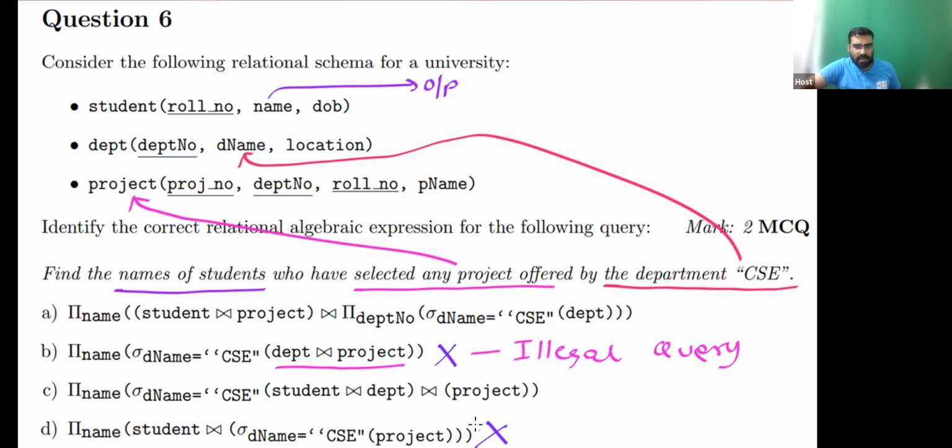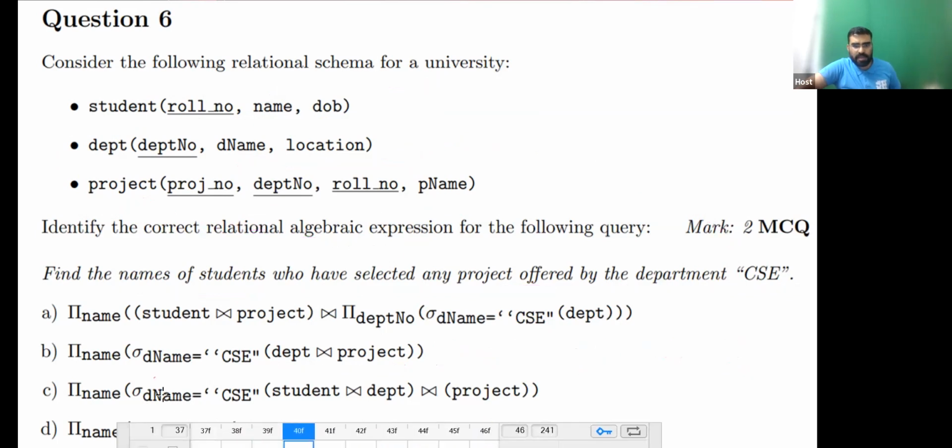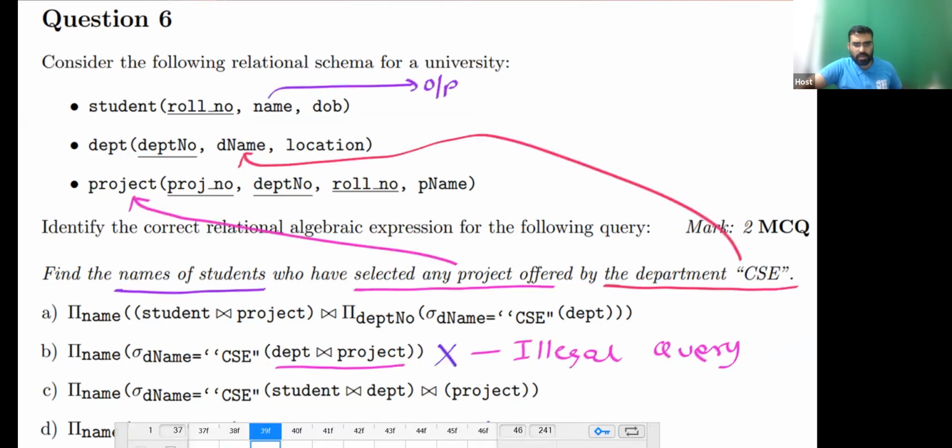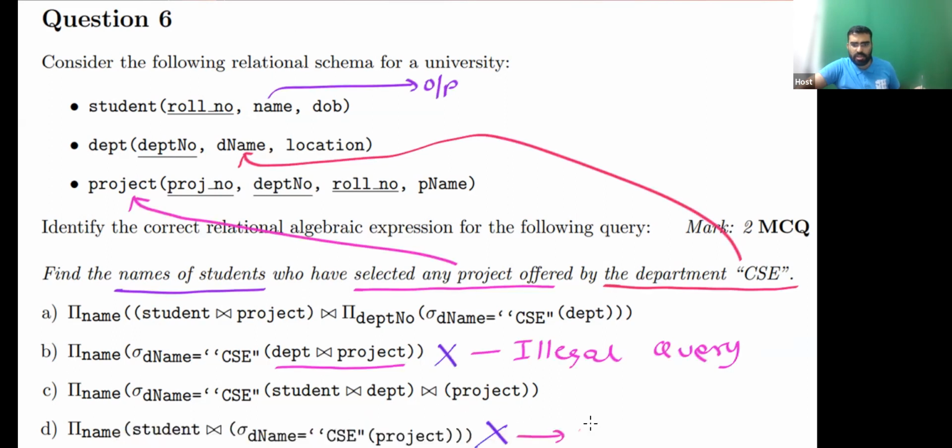Okay, what about this? Again, the same thing you cannot say for option D. First you tell me what data you are getting in option D. What we are doing? First, we are selecting the CSE name project. But can you do this? Again, this is illegal, right? So this query is also illegal. Okay, this is also an invalid query.